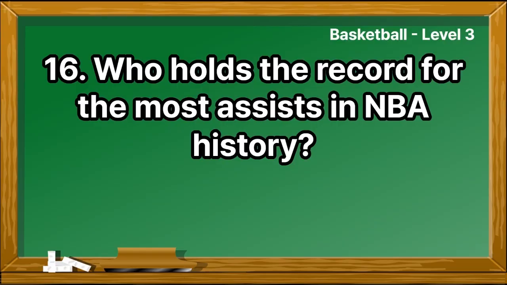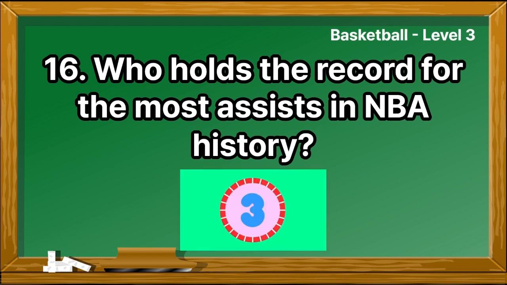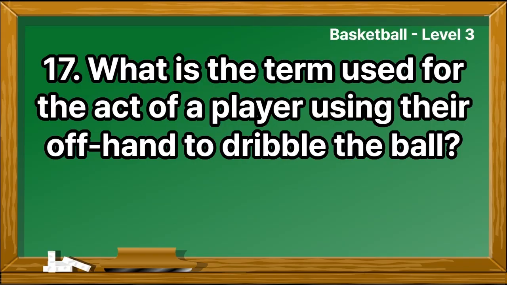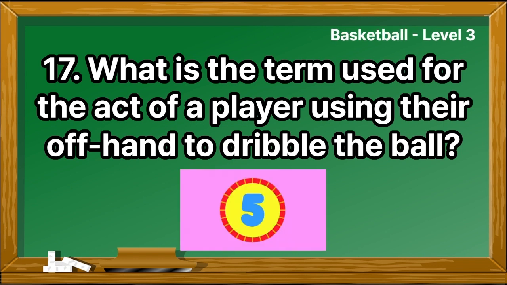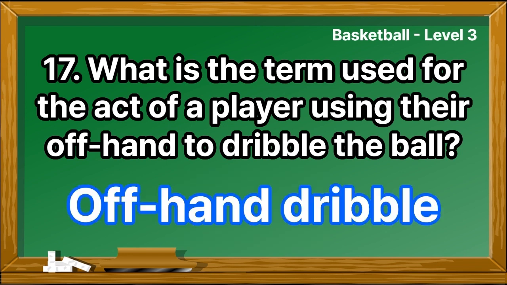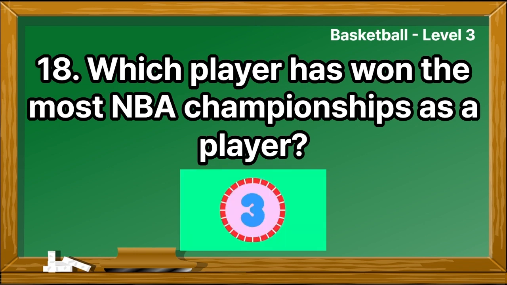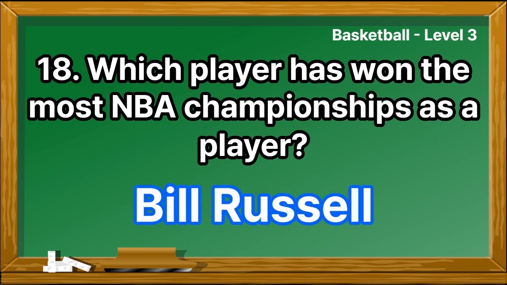Who holds the record for the most assists in NBA history? John Stockton. What is the term used for the act of a player using their offhand to dribble the ball? Offhand dribble. Which player has won the most NBA championships as a player? Bill Russell.